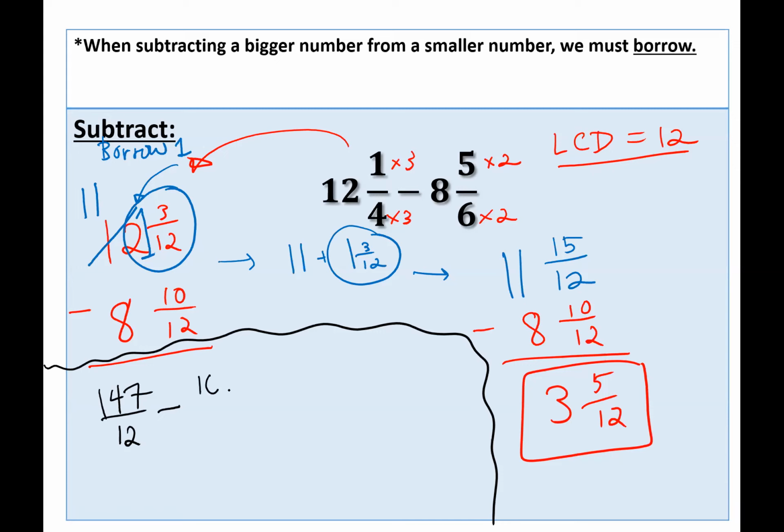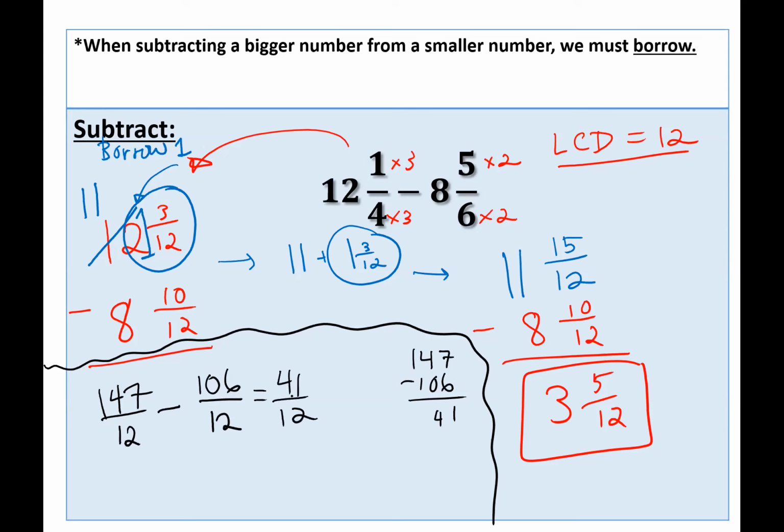So again, see, the numbers get bigger. Okay, so that's one argument against doing it this way. The borrowing, as annoying as it might be, does keep the numbers a little smaller. But it's up to you. Now we're going to subtract 147 minus 106. And that would be 41.